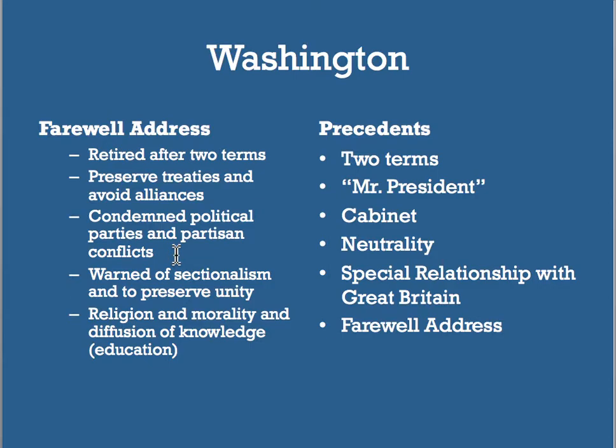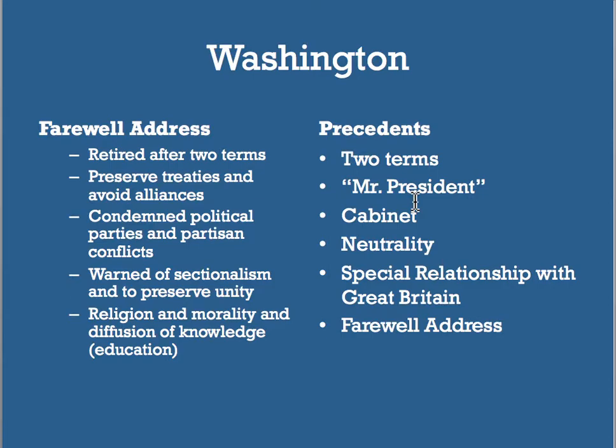He warned America to avoid sectionalism and to put their country first. Of course, sectionalism becomes a real big issue in the 1850s, leading to the Civil War, so that gets followed for about 60 years. And he encouraged Americans to continue to follow religion, to follow morals, and to follow this idea that we're a more educated people than anywhere else in the world, and to continue that pursuit of education and collection of knowledge. The precedents that he set are largely followed for a long time by the following presidents. The first is having 2 terms. Serve 2 terms and then get out.